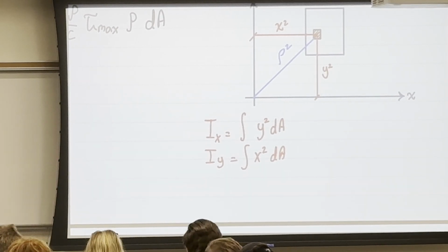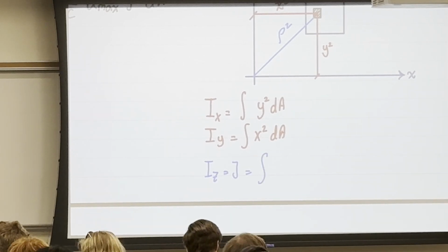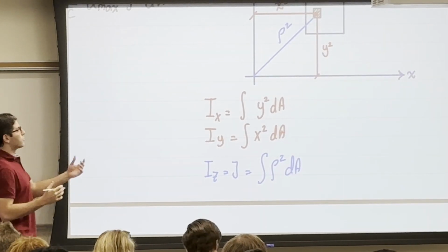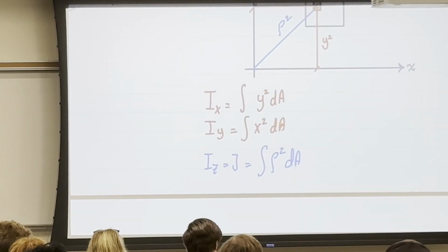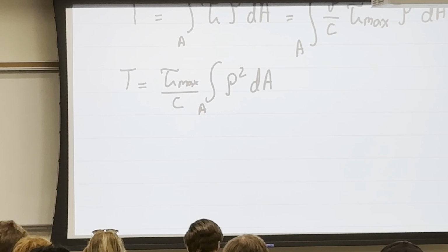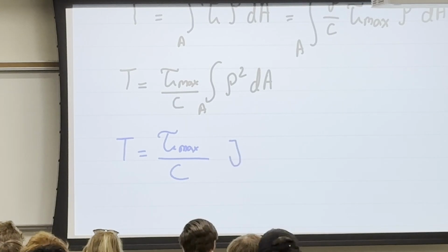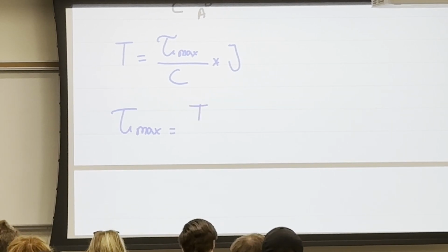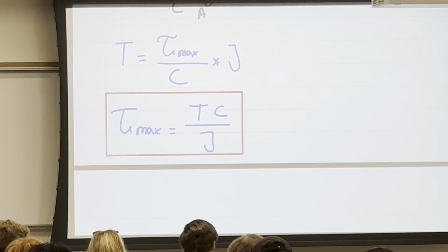This is something we call the polar moment of inertia, which we call Iz or J, which is integration of rho square d area. So what I want you to know now is that Iz or J, the polar moment of inertia, is a resistance to torsion, okay? And this is what we found here in this equation when we integrate. So now I'm going to replace it: tau is equal to tau max over c times J. So to find the tau max, I will say Tc over J. And that's the relation between the shear stress and the torsion.